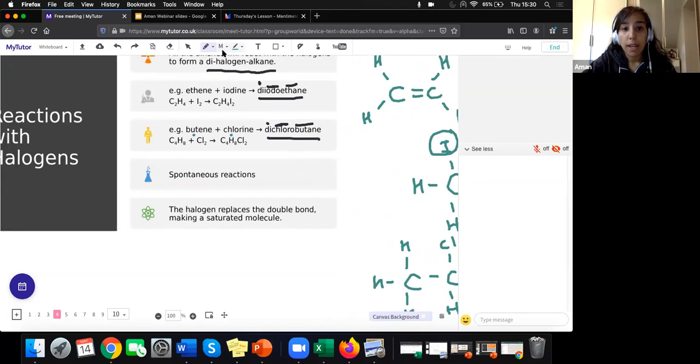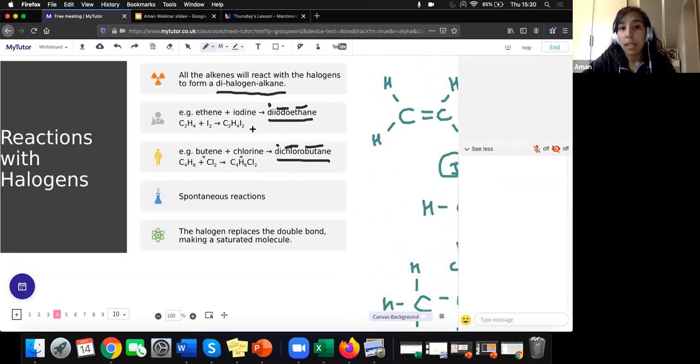Any other questions at all about ethene, butene and reactions with halogens? We're going to have a go at doing a couple of examples. The other points on this slide say that they're spontaneous reactions, and that just means that it's quite reactive. So remember yesterday we covered that the carbon double bond has 2 electrons in it, and that makes it quite a reactive bond.